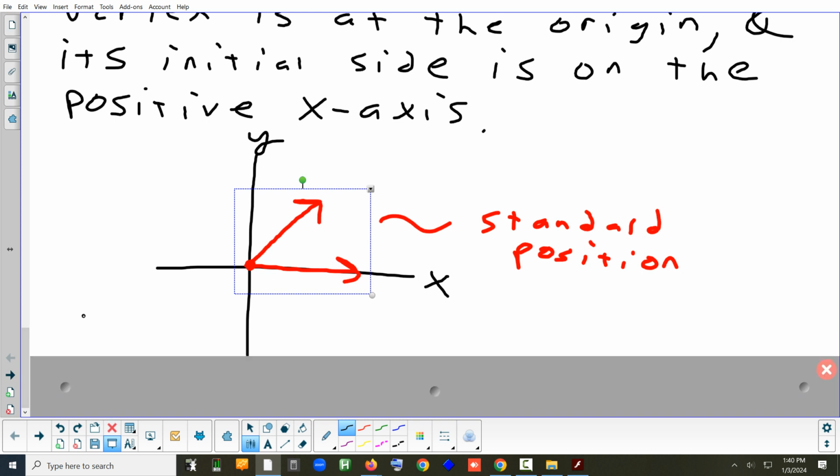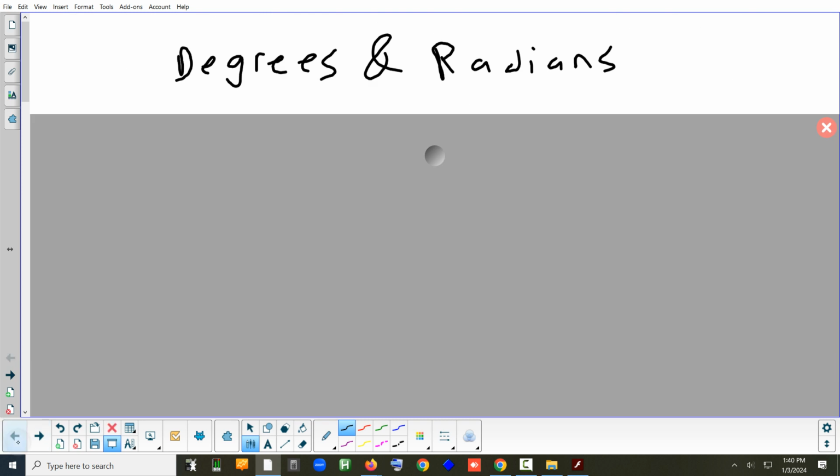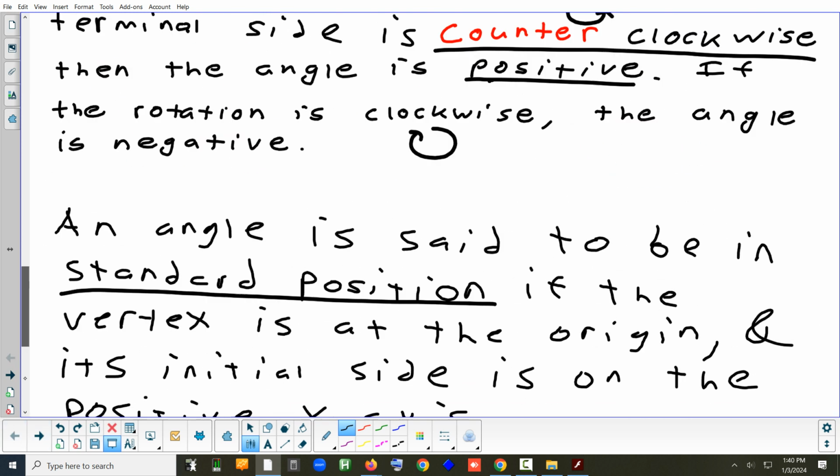All right. So any question on standard position? Okay. One more thing.